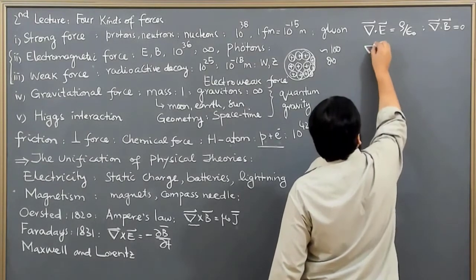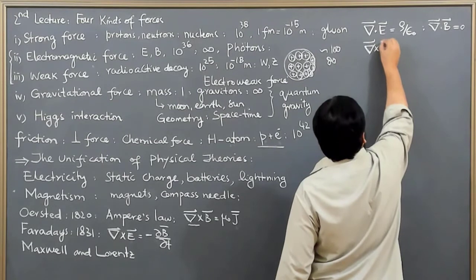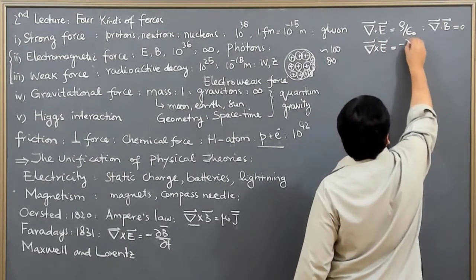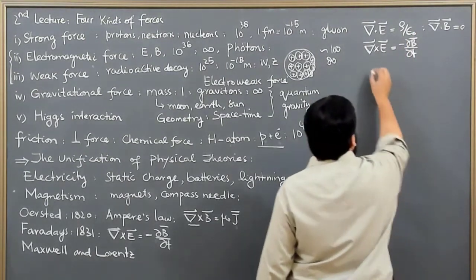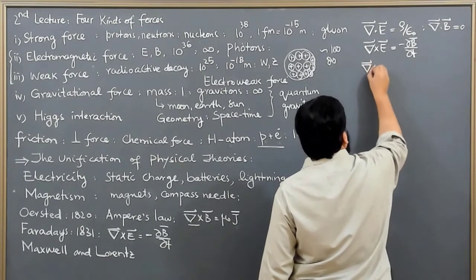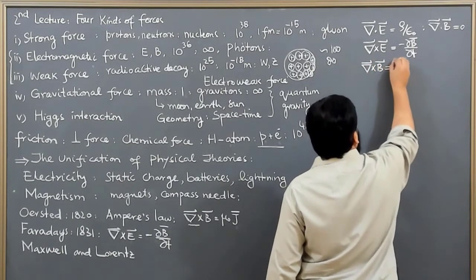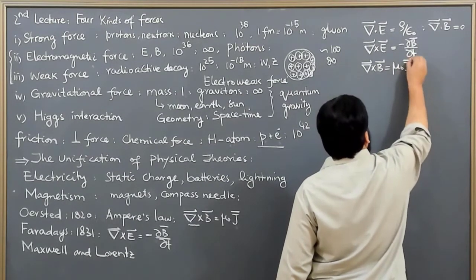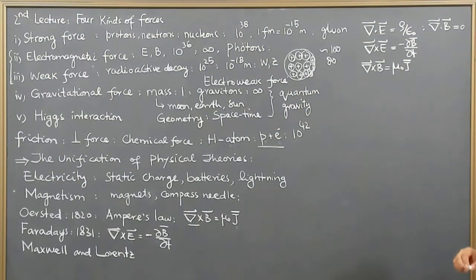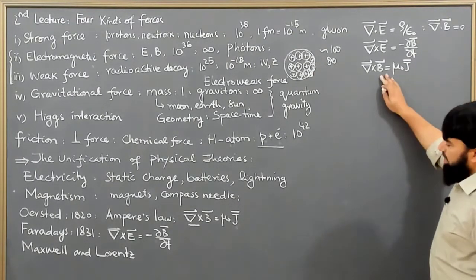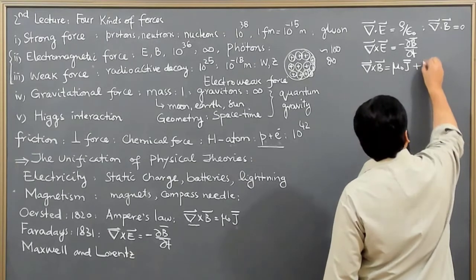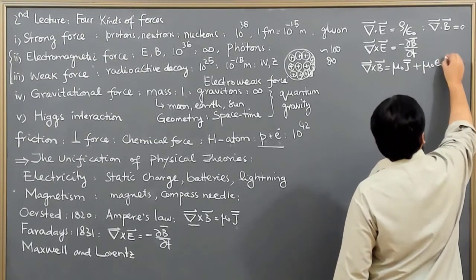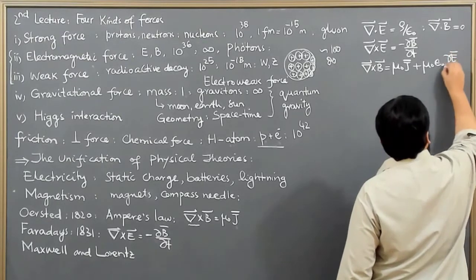And the curling electric field is generated by the time-varying magnetic field. Similarly, the curl of the magnetic field is equal to mu naught J. The story was incomplete until Ampere's law was corrected by Maxwell with an additional term, which we will discuss later on: mu naught epsilon naught times curly E over curly T.